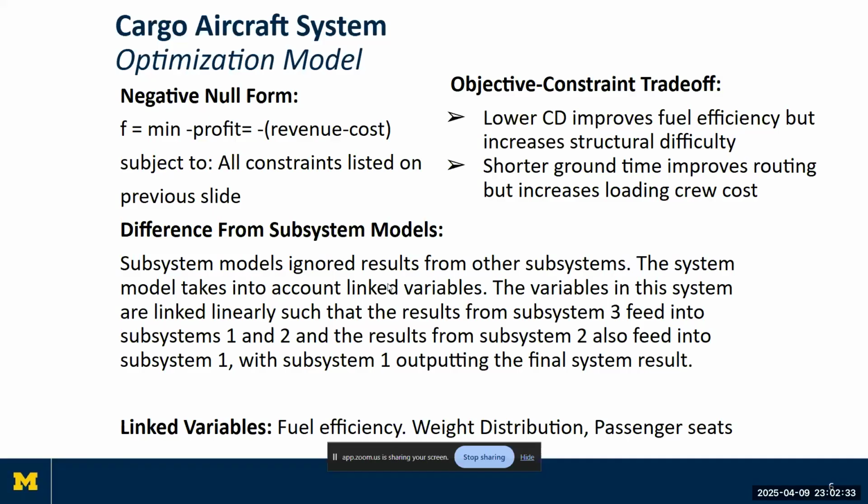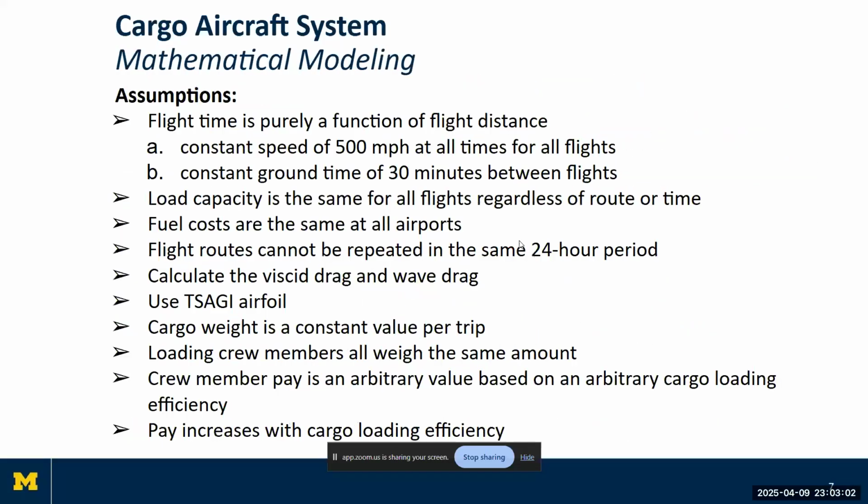In fact, that's the core difference from the midterm. The subsystem model treated variables like fuel efficiency and weight as constants. Now they are linked and pass across subsystems. For example, subsystem 3 determines weight, which affects subsystem 2's drag, which then determines MPG, and finally MPG influences fuel cost in subsystem 1. Next.